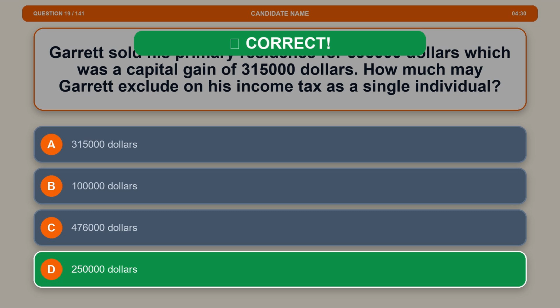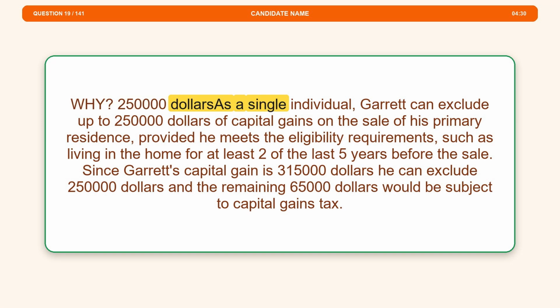The correct answer is option D, $250,000 as a single individual. Garrett can exclude up to $250,000 of capital gains on the sale of his primary residence, provided he meets the eligibility requirements, such as living in the home for at least 2 of the last 5 years before the sale. Since Garrett's capital gain is $315,000, he can exclude $250,000, and the remaining $65,000 would be subject to capital gains tax.